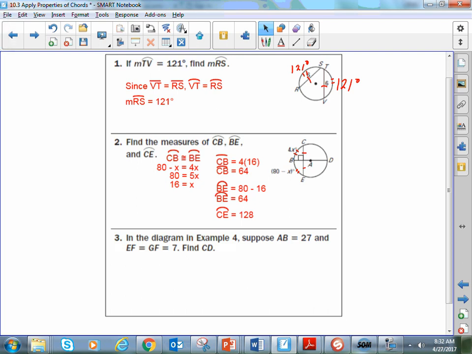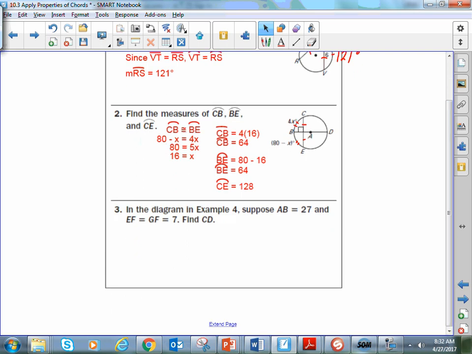To find the actual measurements, I'm going to take the 16 and substitute it back into each expression. CB and BE should be 64, and substituting, we better get the same numbers there. If we didn't, then our value for x is wrong. And overall, CE is 128 degrees. Now here, going back to example 4, what if segment AB was 27 and EF and GF were 7? How long would CD be? Well, since AB and CD are both 7 away from the center, they're the same distance away, so CD would also have to be 27 units long.